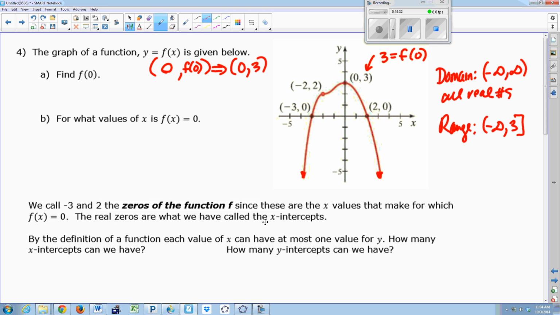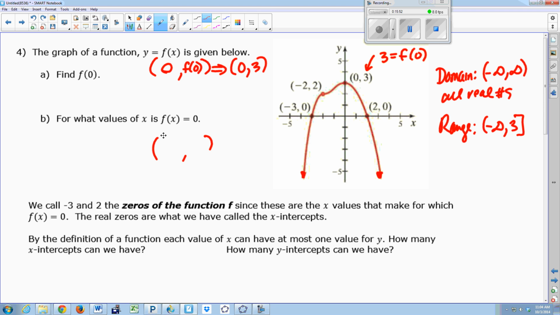Great. Now this one asks a little different question. Notice it says, for what values, it should have value of values. The reason it's plural is we're speaking about this function in particular. For what values of x is f of x equal to 0? So now where does the 0 go?